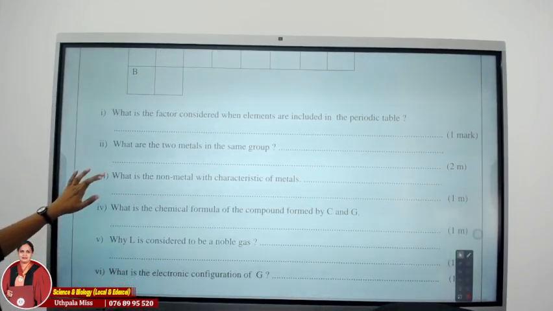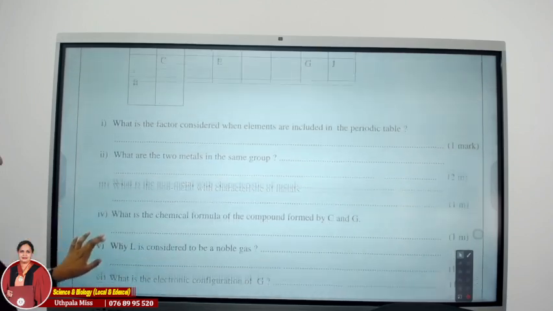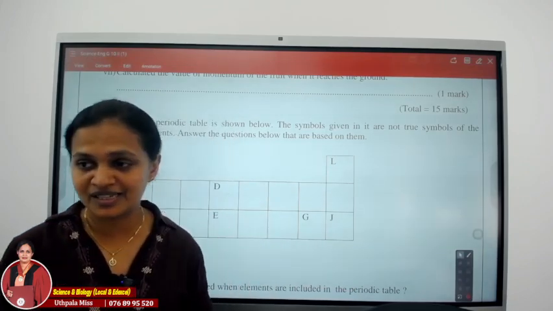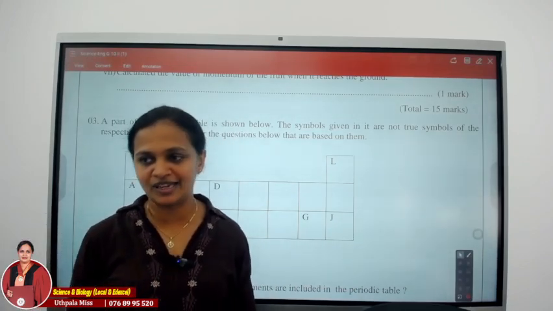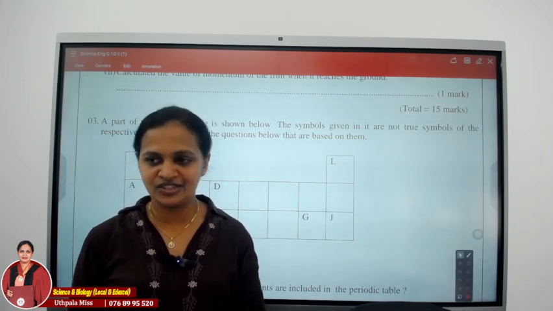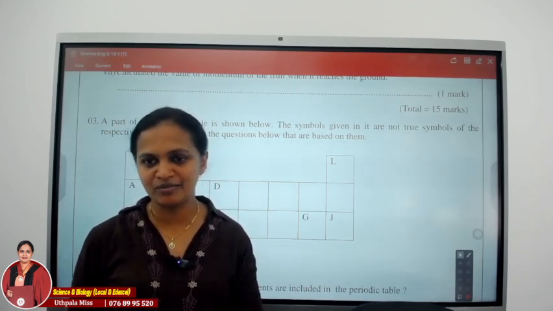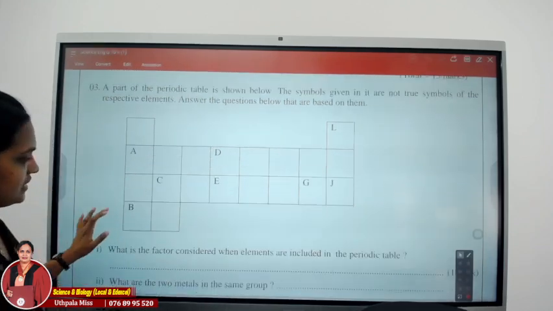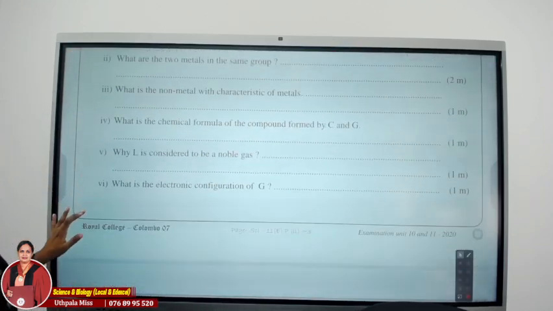Then, why is L considered to be a noble gas? Because it has the maximum number of electrons that can be there in its energy levels. Therefore, it is considered to be a noble gas.